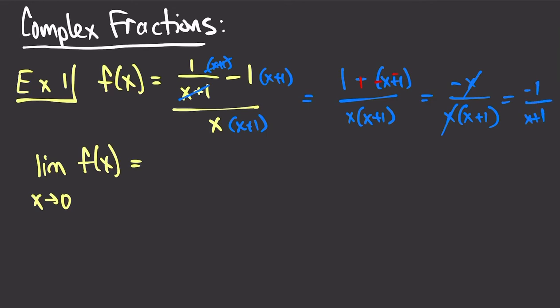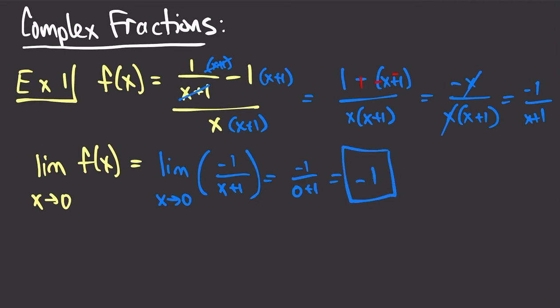So hopefully that's going to be something that I can now use direct substitution with. So I have the limit as x approaches 0 of that expression. Plug in your 0 now, and I get negative 1 over 0 plus 1, which is just negative 1. So that's how we handle a complex fraction. Let's try one more.